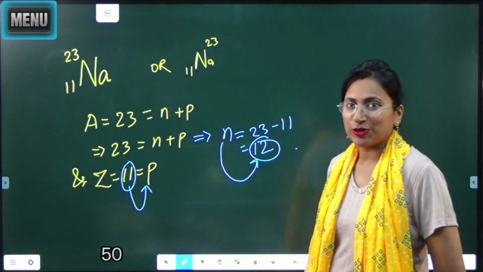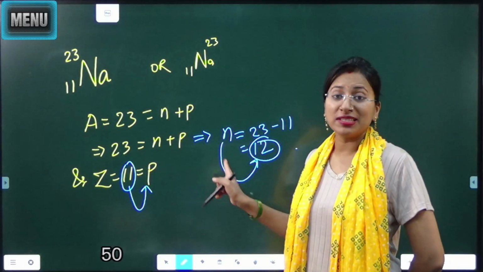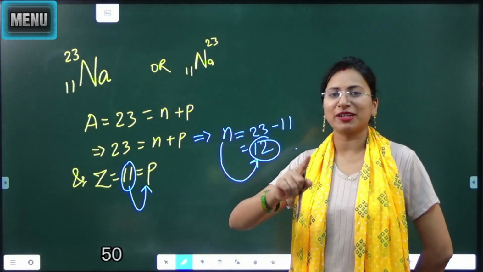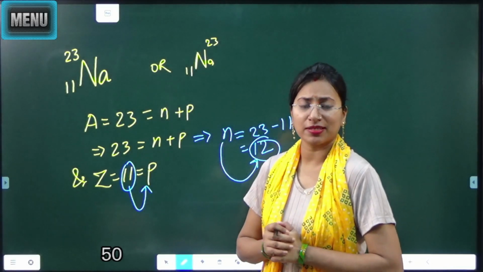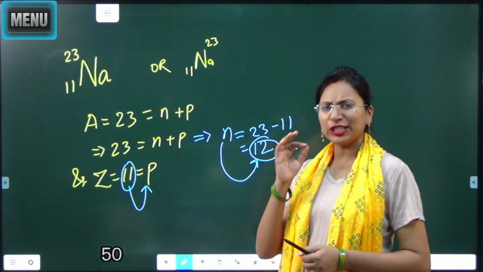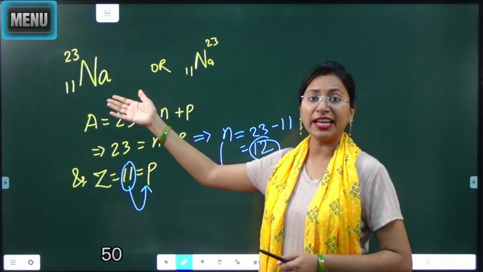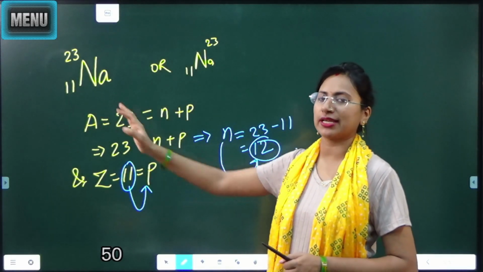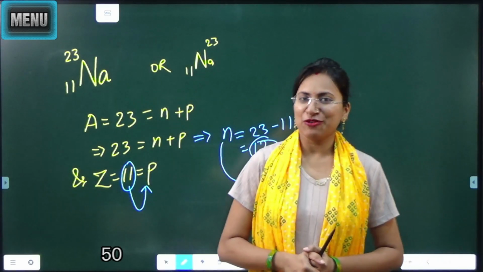So this sodium atom has 12 neutrons and 11 protons. You can check here, we have the numbers of two subatomic particles, but there are three subatomic particles, right? The subatomic particle electron is also there. Can you try and relate what will be the total number of electrons in this particular example? We will discuss it in the next video.